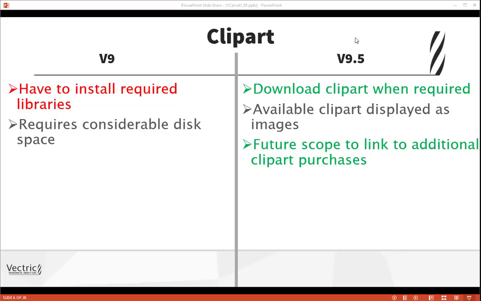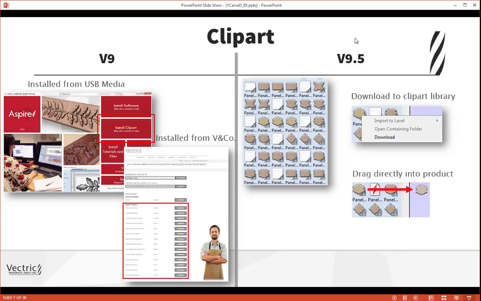And of course this has future scope to link across to purchasable clip art from our sister company Design and Make. If we look at some visual comparisons here, in version 9 you can install the clip art directly from the installation script on the USB stick, or alternatively each of the separate executables from your V&Co account. But once again, in both cases can take considerable time and considerable disk space. In version 9.5 you'll still be presented with all the available clip art and you can download it as and when required. So with that, let's show how that works.